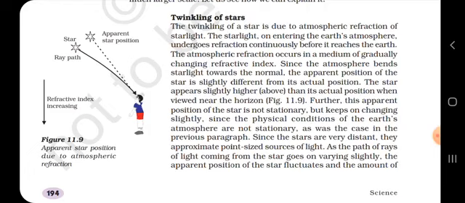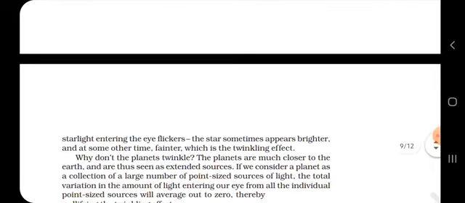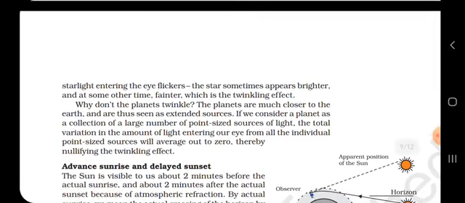This apparent position of the star is not stationary, but keeps on changing slightly, since the physical conditions of the Earth's atmosphere are not stationary, as was the case in the previous paragraph. Since the stars are very distant, they approximate point-sized sources of light. As the path of the rays of light coming from the star goes on varying slightly, the apparent position of the star fluctuates and the amount of starlight entering the eye flickers.